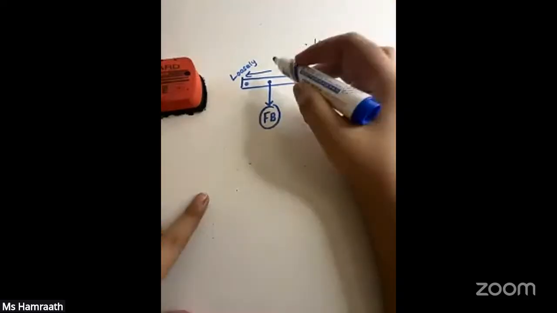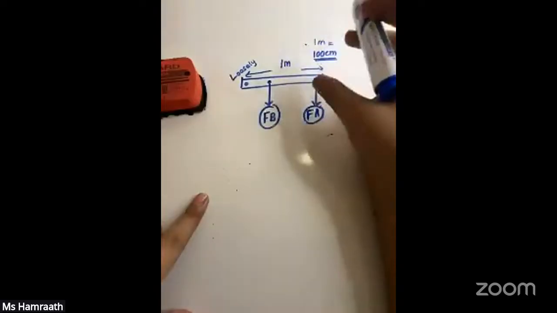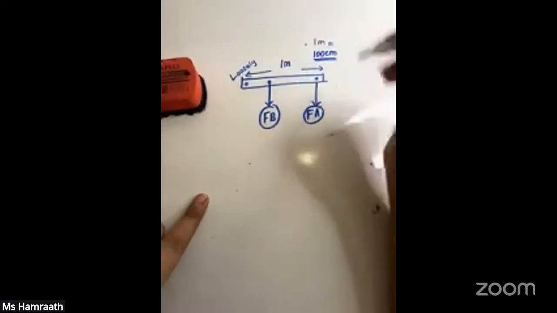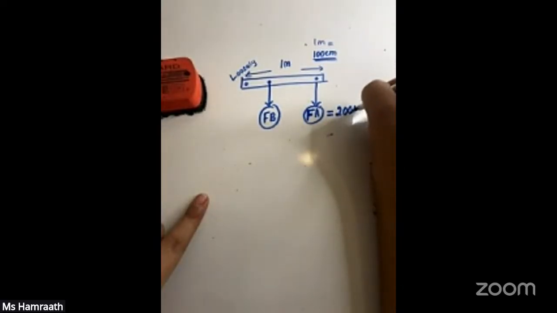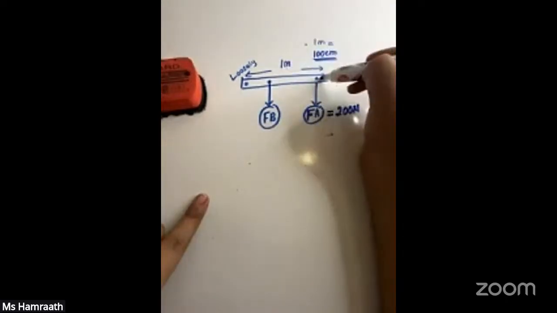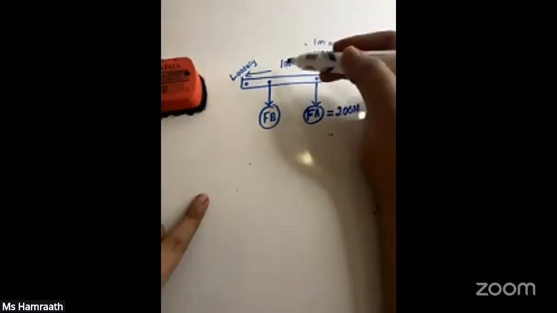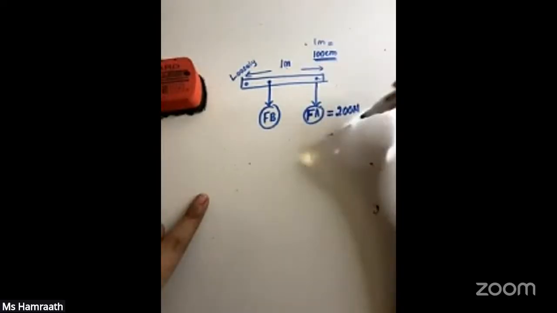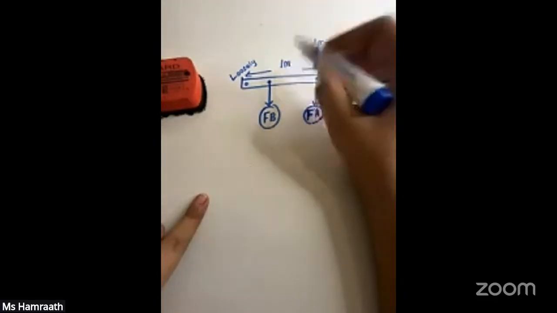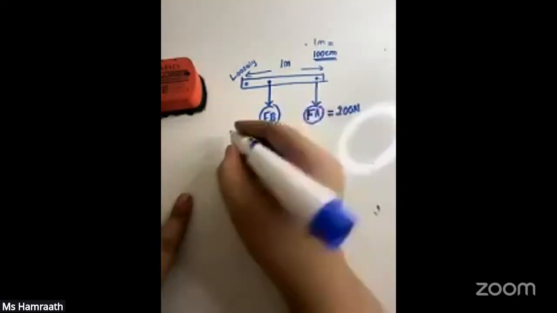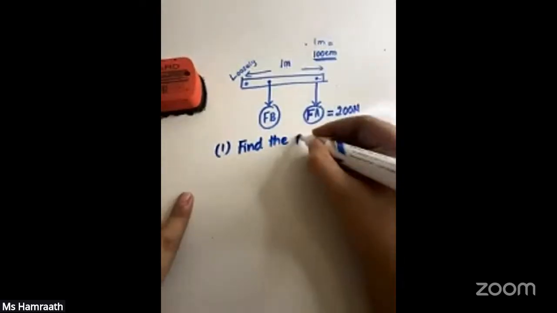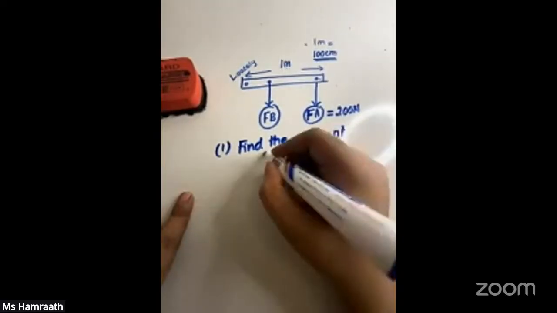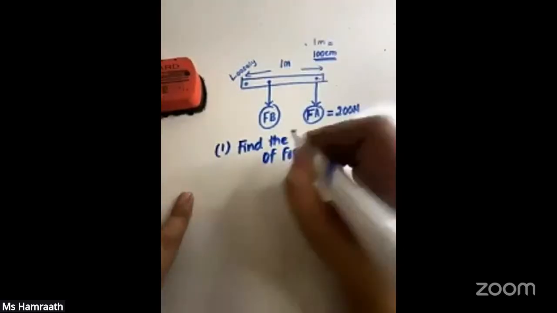When you have a particular situation, the object will need a particular force to rotate. Imagine they have provided the value of the force A as 200 Newton, and they have provided the distance. Now in the exam, if they ask in Roman number 1, the first question, find the moment of force.